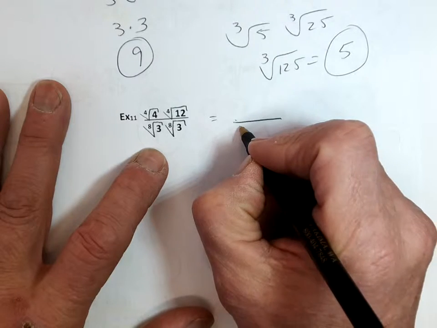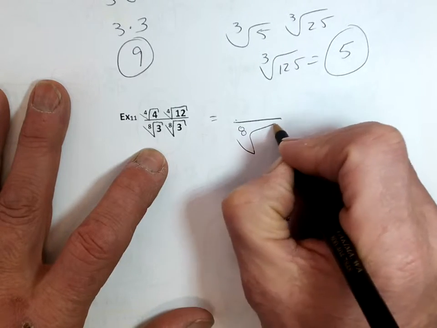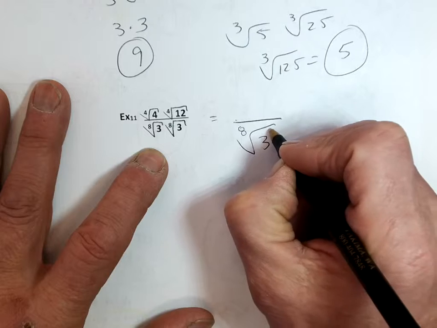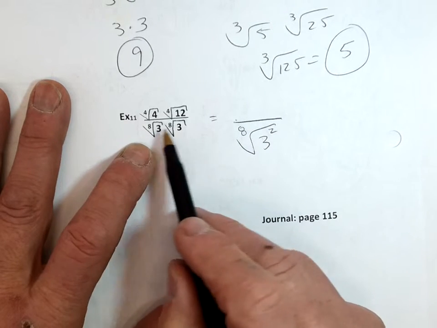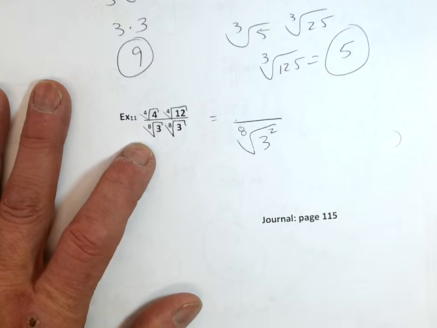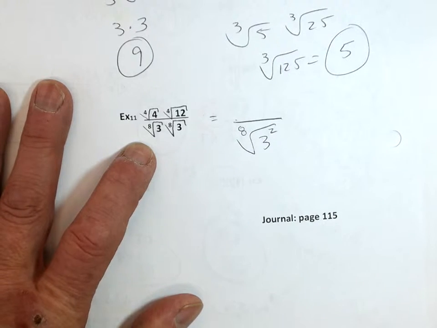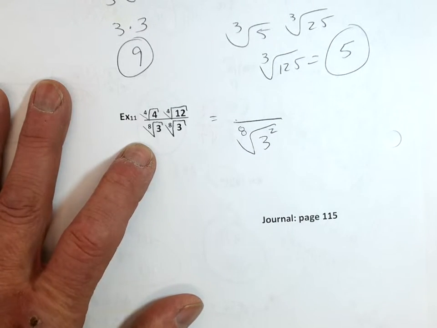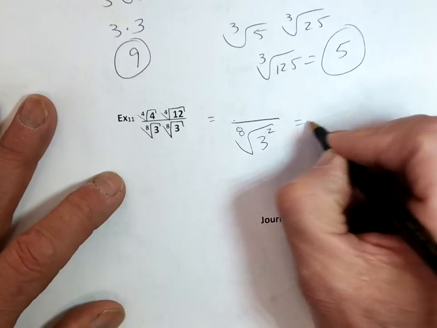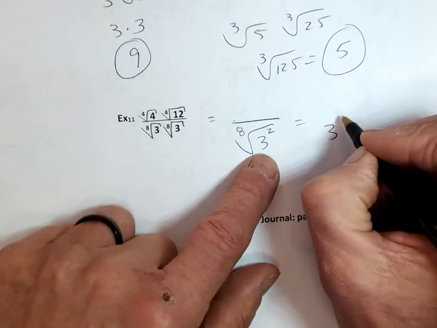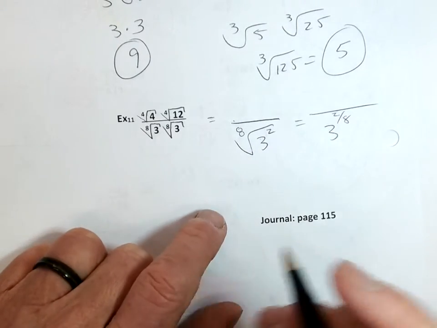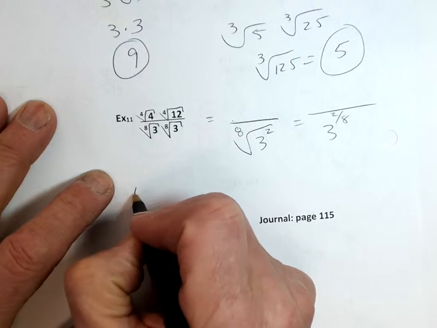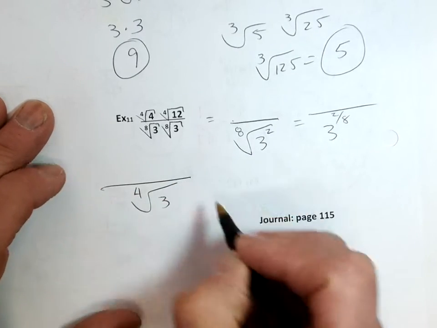What if I make this an 8th root of 3 squared? Okay, 3 squared. I know, you're like, why don't I make it 9, right? Anybody know why I'm going to do it this way? Because this is the same thing as 3 to the 2/8, isn't it? Which would be a 1/4. So really what I have is a 4th root of 3 on the bottom.